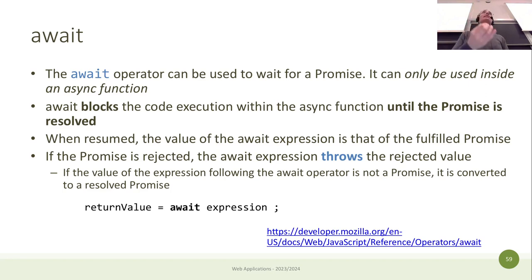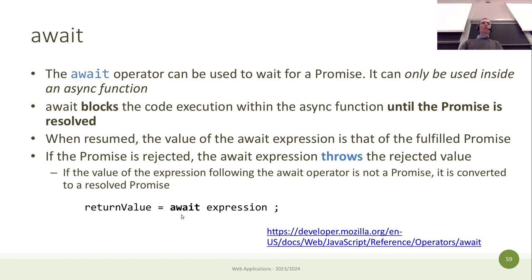So you understand now why we can use await only inside an async function. Because if we write await somewhere, we make the function where we wrote the await an async function automatically. And so it has to be defined async. So that's a constraint by the language. When the function resumes, the value of the await expression is that of the fulfilled promise.